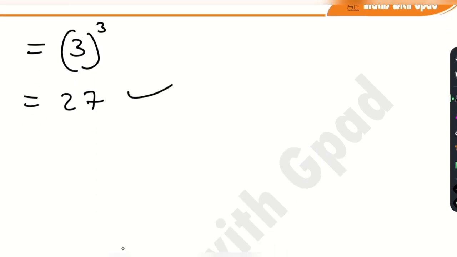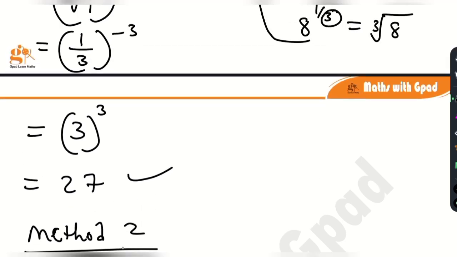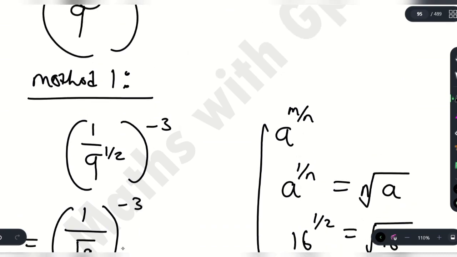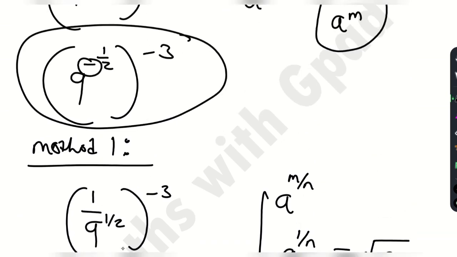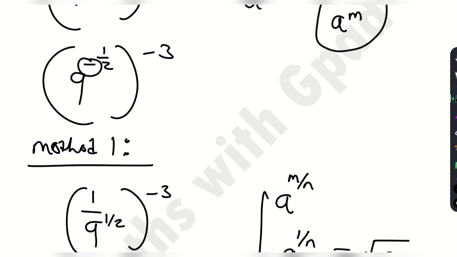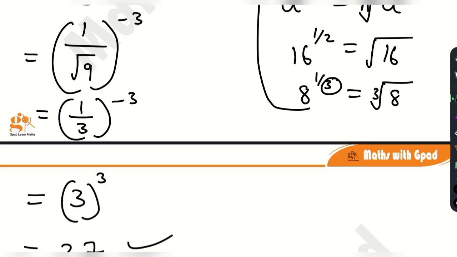So this is one way you can do this. But let me show you another way. Method 2. Let's go back to where we started in method 1. So I'm going to rewrite this again, which is 9 raised to the power of minus 1 over 2, all raised to the power of negative 3.